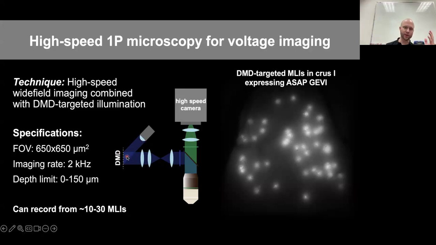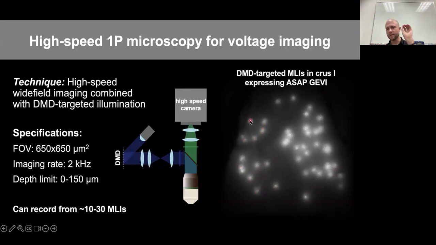The other side of the story is that we're using a DMD, which stands for digital micromirror device. If you don't know what that is, you've probably used one before in a projector. These chips are used to project images. What the DMD is great for is that it allows us, as you can see over here on the right, to target light to individual MLIs in the cerebellar cortex.